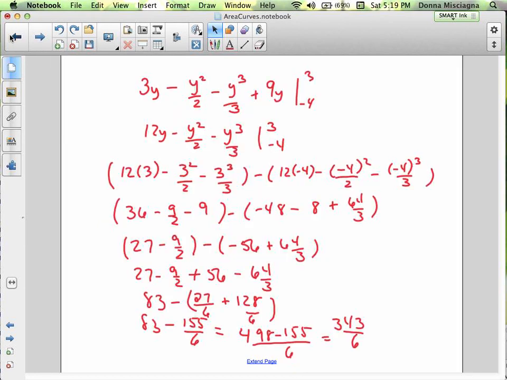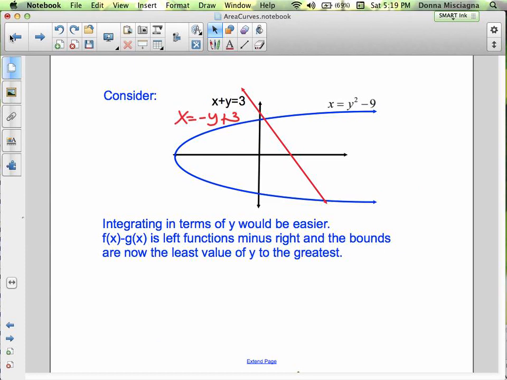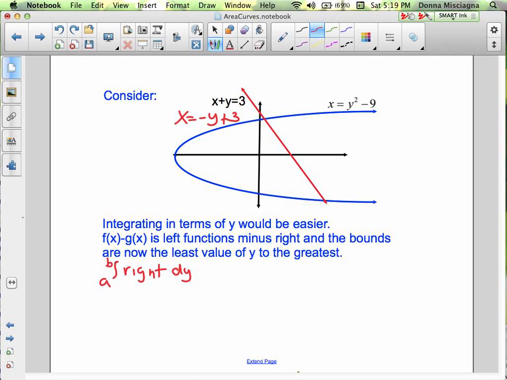And I think I erased the setup. Let me do the setup over here, and then I have the answer on the next page. That's the easy part. Not that this was all that difficult. So the red curve is the one that's to the right, and it's a dy. And now these values are y values. And then minus, and the blue is the left, and it's the same values.